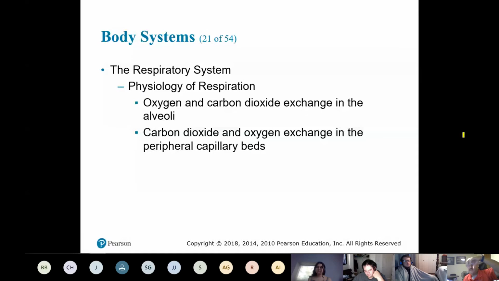So here's an alveoli. Here's my sac. And around each alveoli, there's a capillary bed. Blood is coming in to pick up its oxygen and dump off its carbon dioxide. That process is called diffusion.